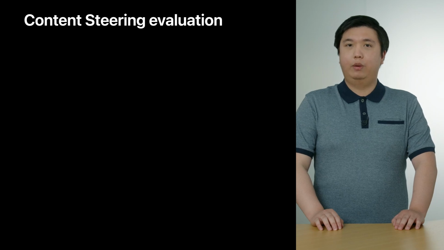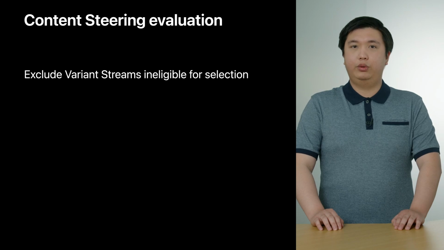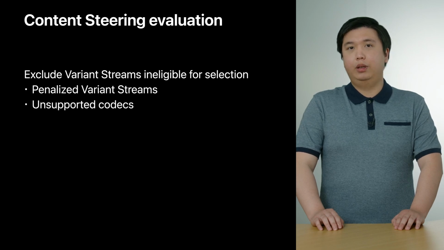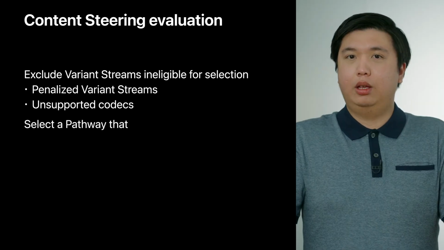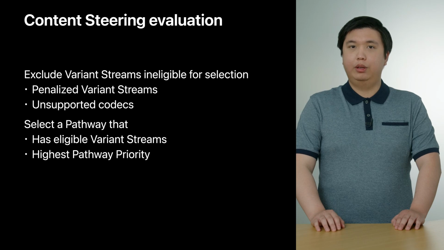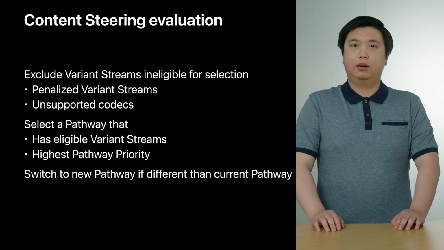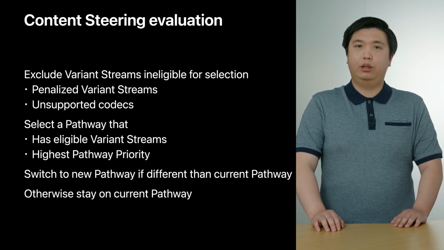Upon receiving the steering manifest from the steering server, the client will perform content steering evaluation to determine whether to switch to a different pathway. First, the client will exclude variant streams ineligible for selection. This includes variant streams penalized due to network errors, and also variant streams with unsupported codecs, just like usual variant selection would do. Then, it will select a pathway that has at least one eligible variant stream and has the highest pathway priority among all eligible pathways. If the chosen pathway is different from the currently used pathway, the client will immediately switch to the new pathway. If no suitable pathway is chosen, or it is already using the chosen pathway, the client will do nothing and keep playing using the current pathway.